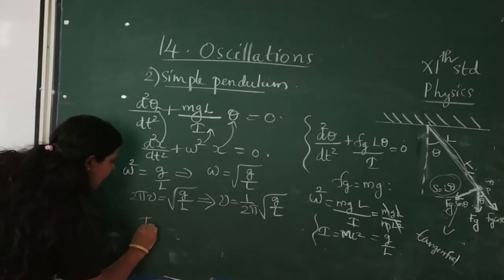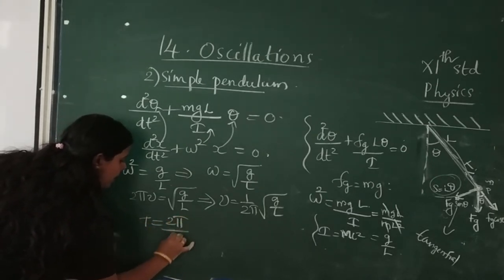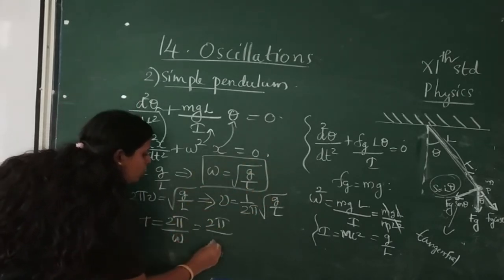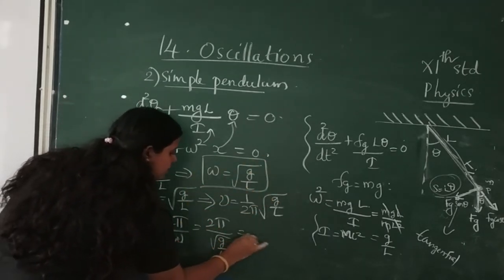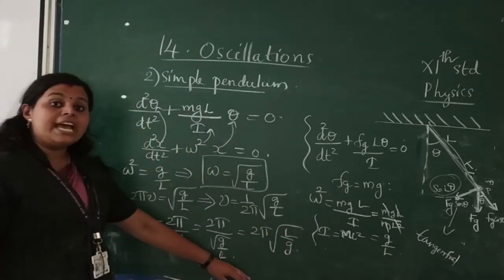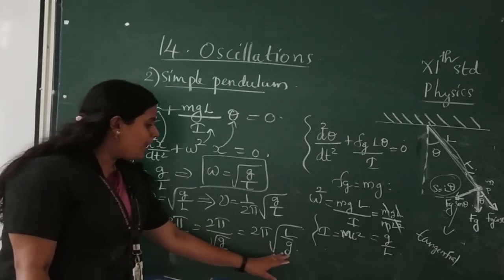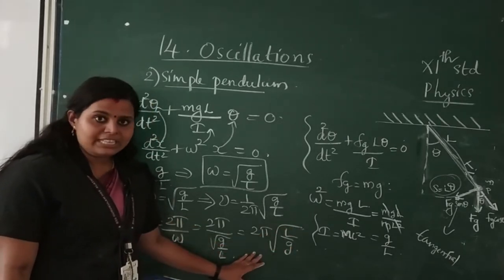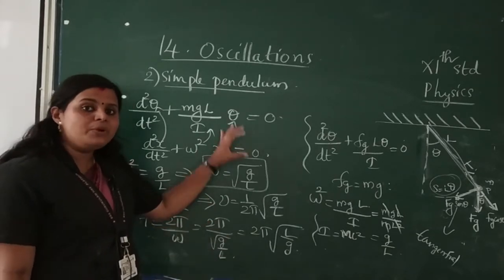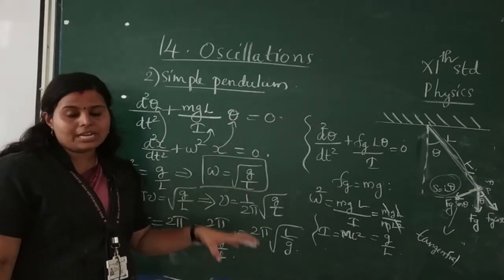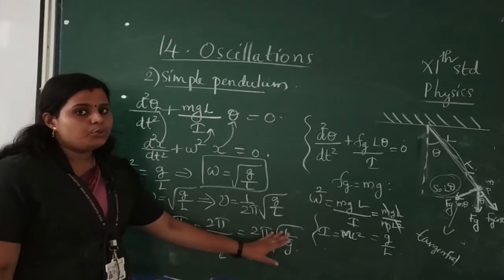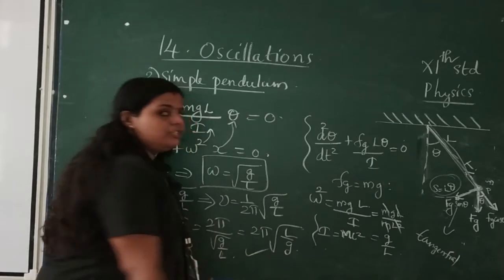Now the expression for time period T equals 2 pi by omega. So 2 pi divided by what is omega? Omega equals root of g by L. So this is equal to 2 pi into root of L by g. So what about the time period of a simple pendulum? 2 pi into root of L by g. We are familiar with this expression, right? Thus we have derived the differential equation for simple pendulum, and finally reached the conclusion that the time period of a simple pendulum is equal to 2 pi into root of L by g. Hope you understood this derivation.